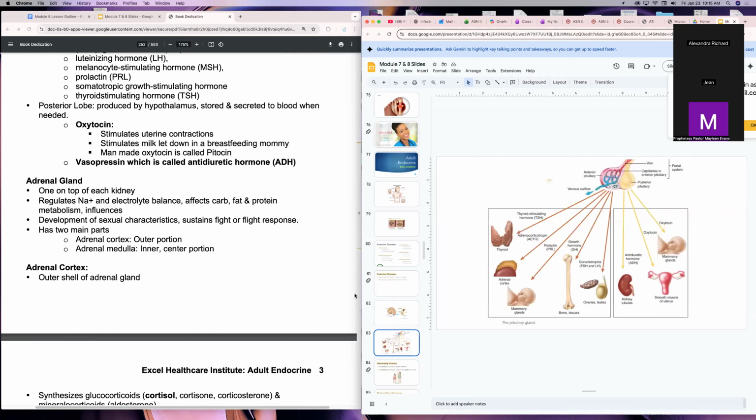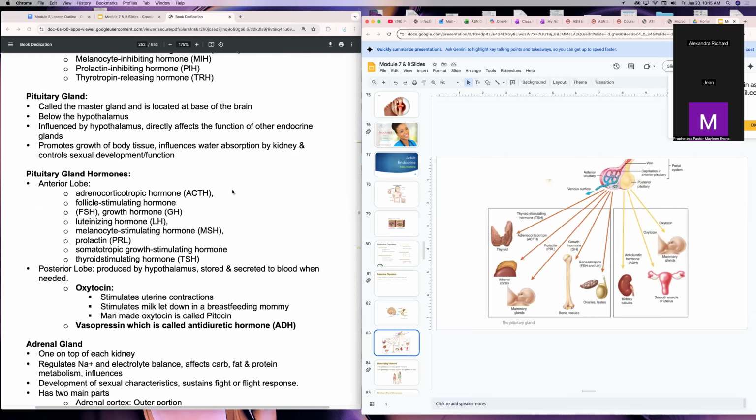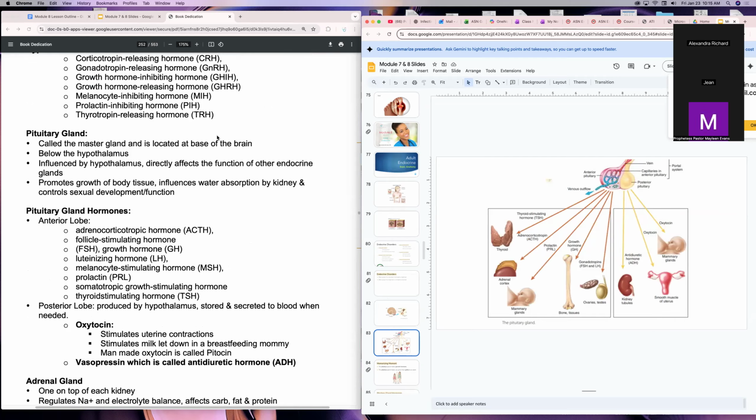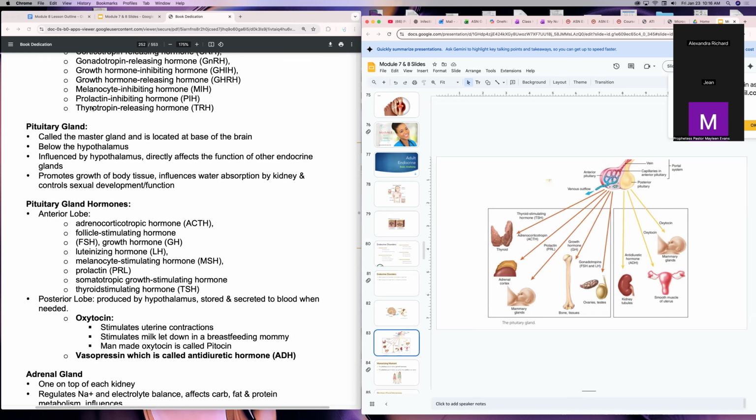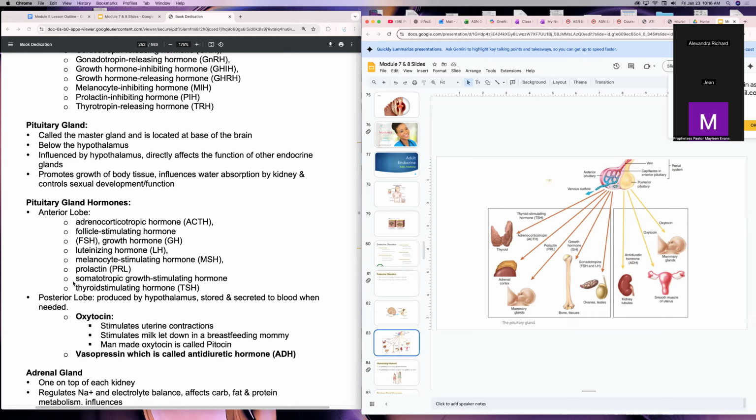I'm going to switch pictures, but let me just show you something. When the hypothalamus releases prolactin inhibiting hormone, that will inhibit the pituitary gland from releasing prolactin. You see? When the hypothalamus releases thyrotropin releasing hormone, that will have an effect on thyroid stimulating hormone. So everything really ties in together.